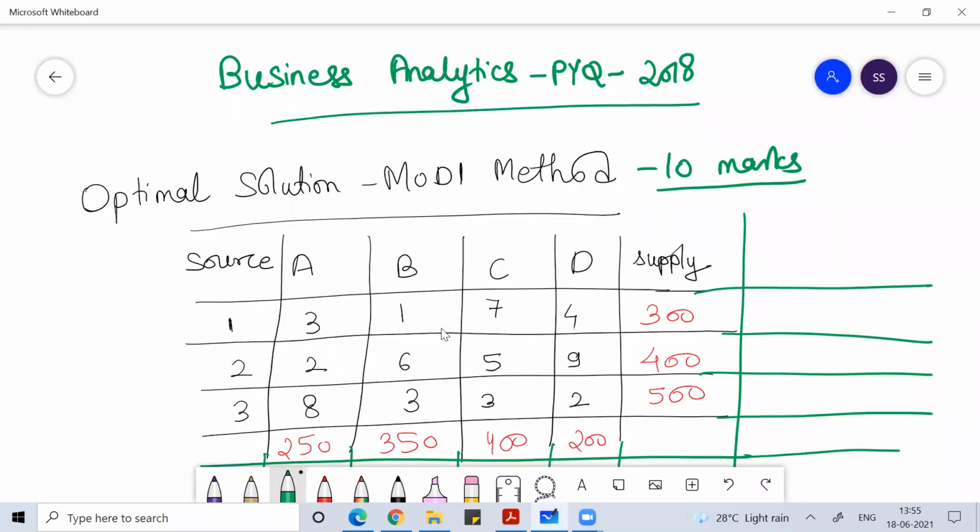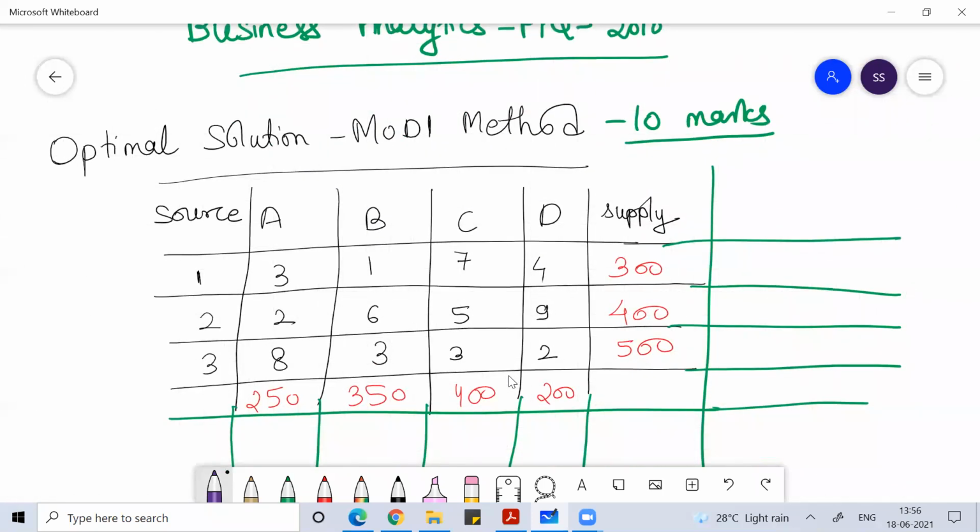First we'll determine the initial basic feasible solution by Vogel approximation method. When you are solving the problem, you need to make sure that the total sum of demand is equal to the total sum of supply. Here the total demand is 1200, and supply is 600 plus 600, 1200. So you don't have to create an additional row or column. That part is done for you.